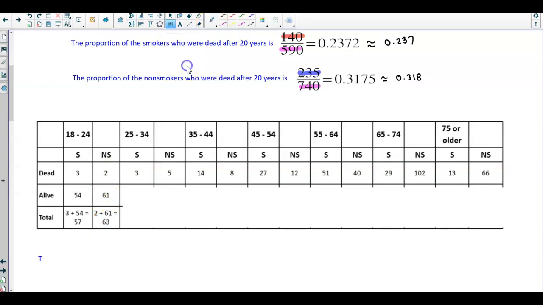Likewise, we're going to do the same thing as we continue. So 3 plus 54 gives us our 57. 2 plus 61 gives us 63.